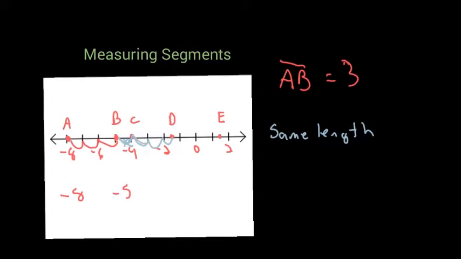C to D would be 1, 2 and a half. That doesn't work. And C to E wouldn't work. So the last one to check would be D to E. So D would be 1, 2, 3. So the line segment that's the same length as AB would be line segment DE. And just to check that, D would be at -1.5, and E would be at 1.5. So 1.5 plus 1.5 would equal 3.